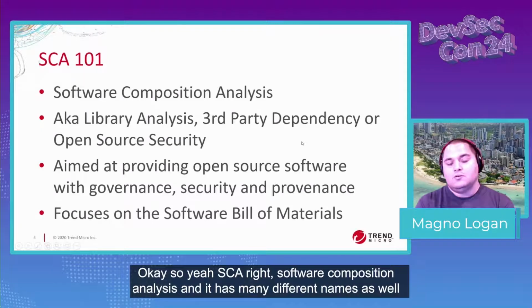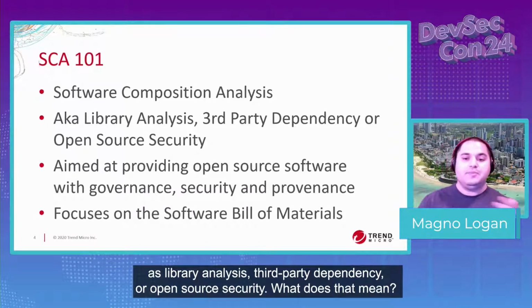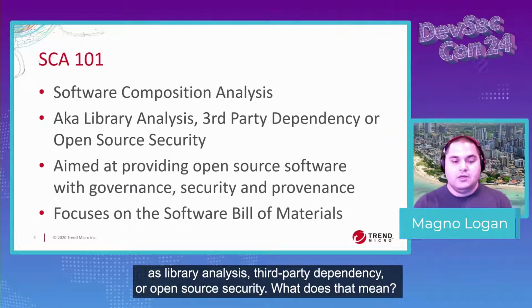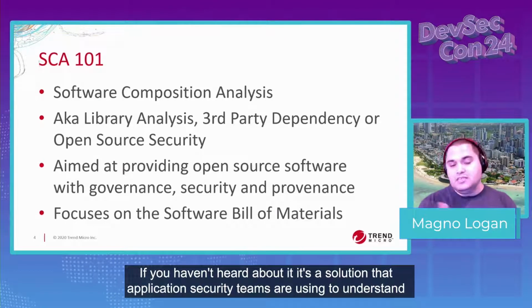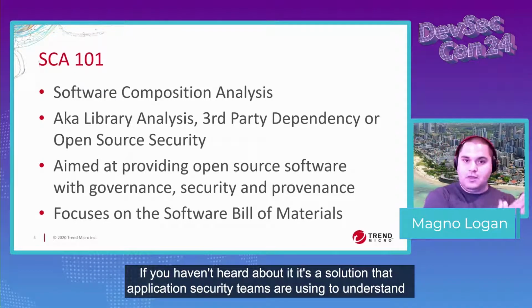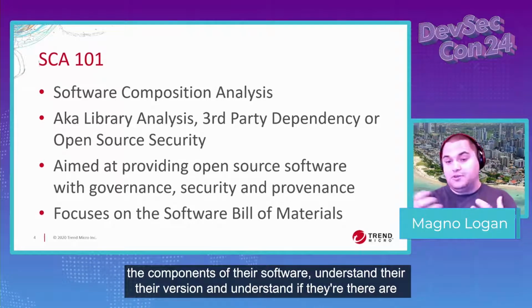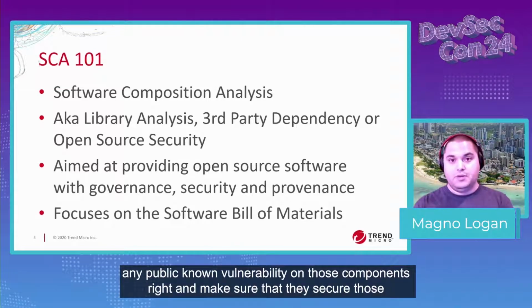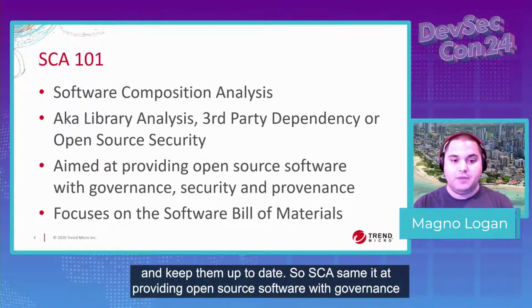Okay, so yeah, SCA, software composition analysis. It has many different names, such as library analysis, third-party dependency, or open source security. What does that mean? If you haven't heard about it, it's a solution that application security teams are using to understand the components of their software, understand their versions, and understand if there are any publicly known vulnerabilities in those components, and make sure that they secure those and keep them up to date.